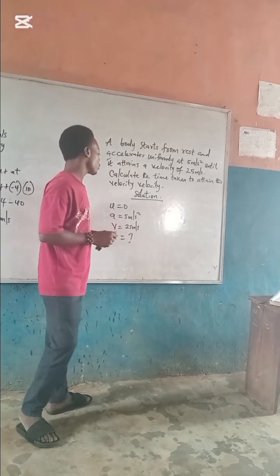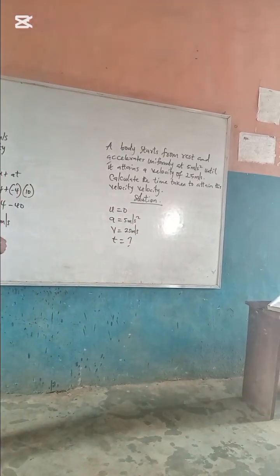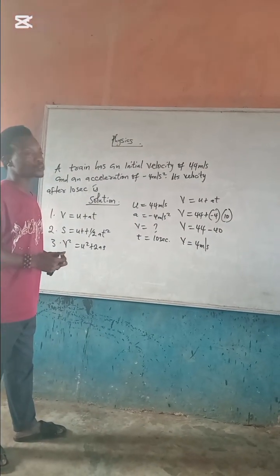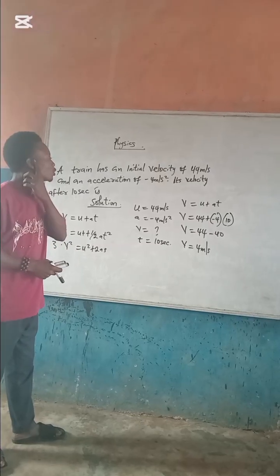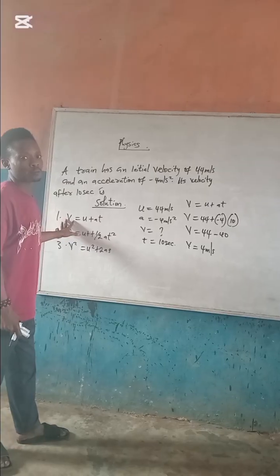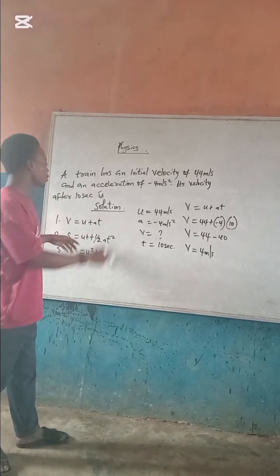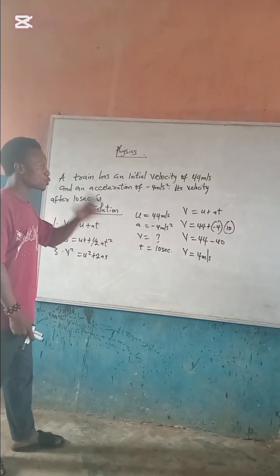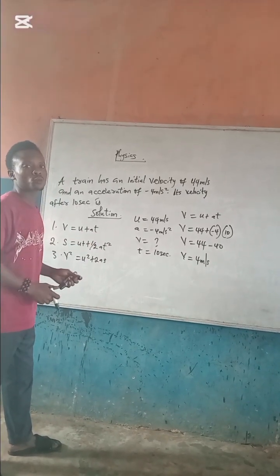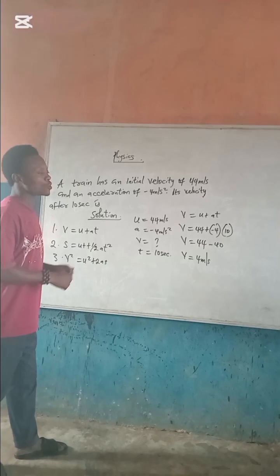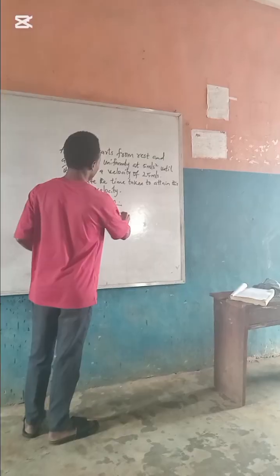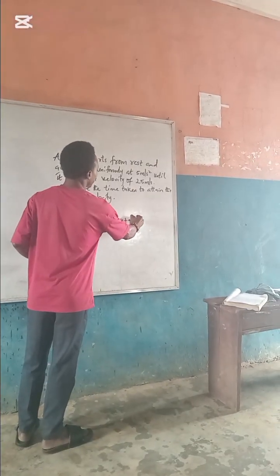Time taken, T. So the same thing, you are going to cross-check your equations of motion to see which one can be suitable for you to use to solve. If you look at our equation of motion 1, we have V, there's V there, we have U, there's also U, we have A, there's also A, and we have T. So we can use also the first equation of motion, which is V is equal to U plus AT.